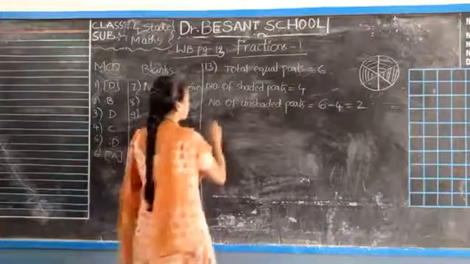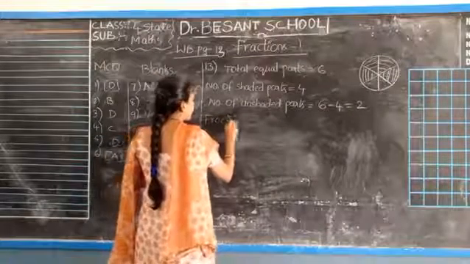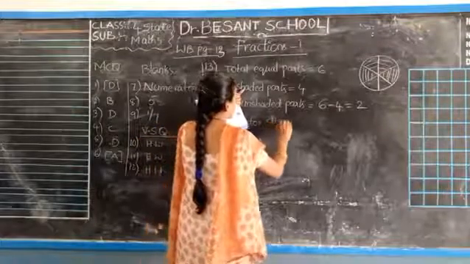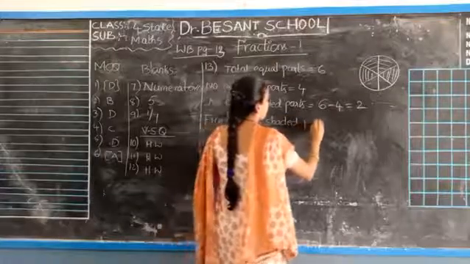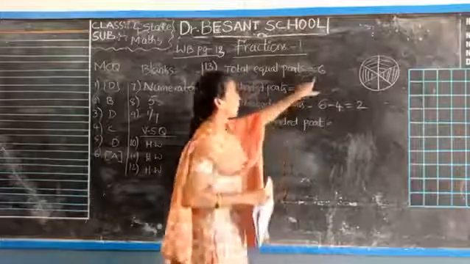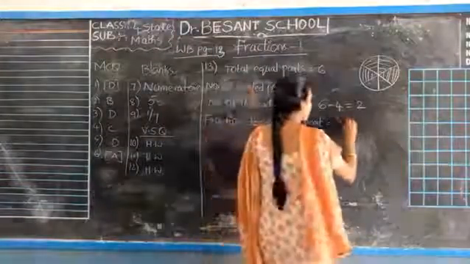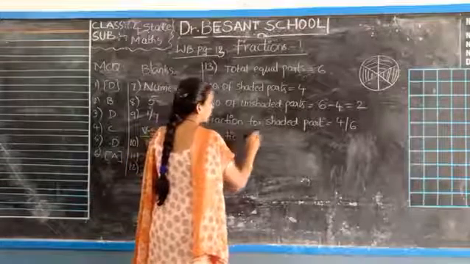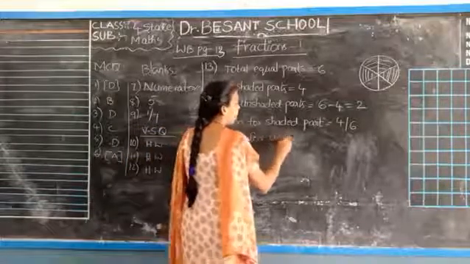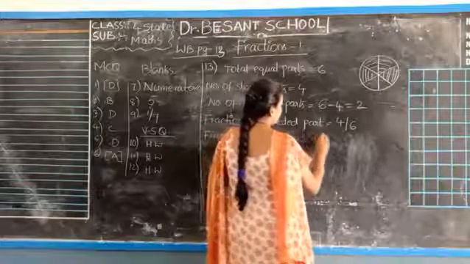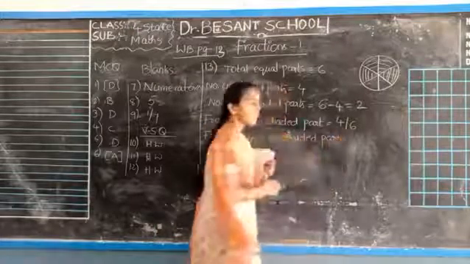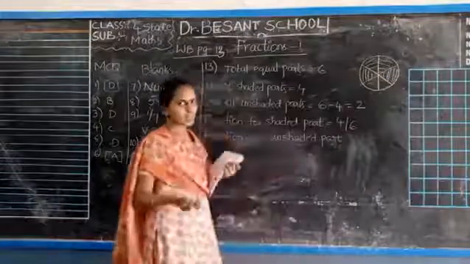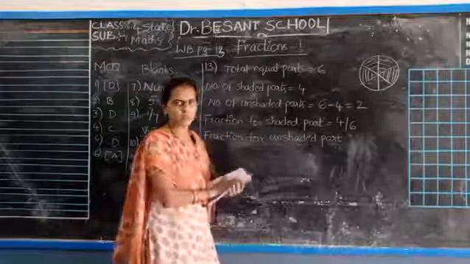Now we are writing the fractions. Fraction for shaded part, first I will write. What will be the fraction? 4 by 6. Now the fraction for unshaded part. How can we get that? From the total, if we take away the shaded parts, we will get the unshaded part. So that comes under subtraction only. We are using the subtraction process here.